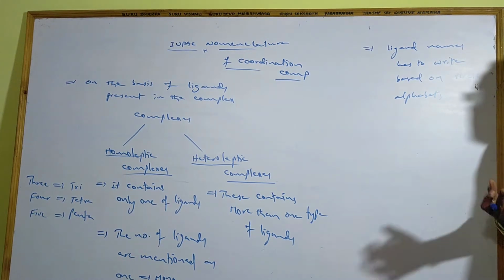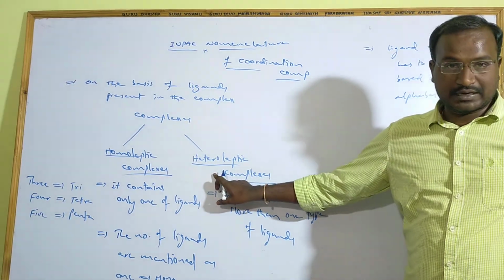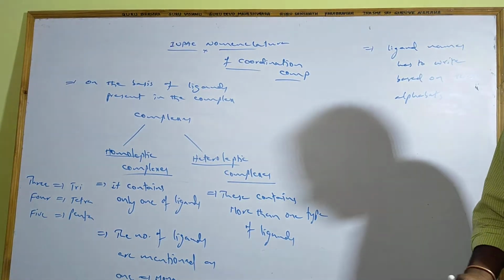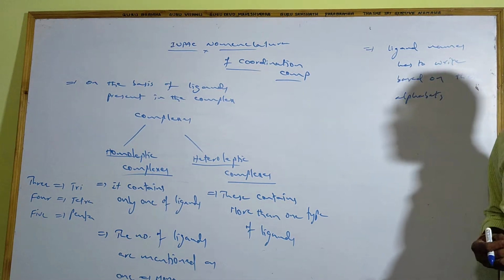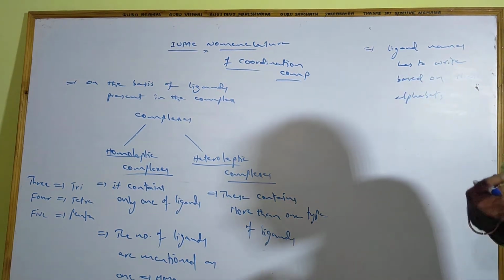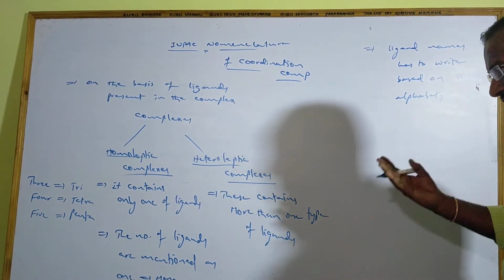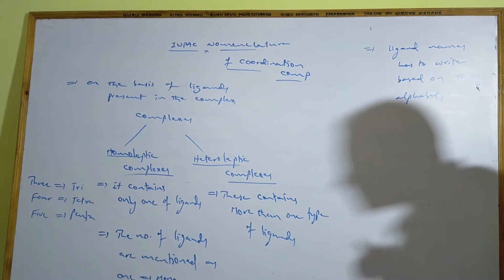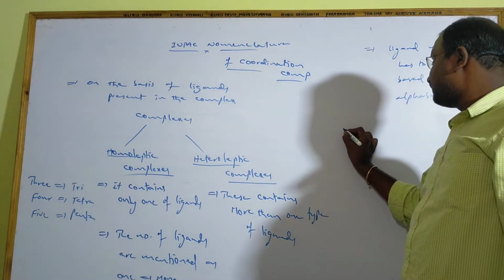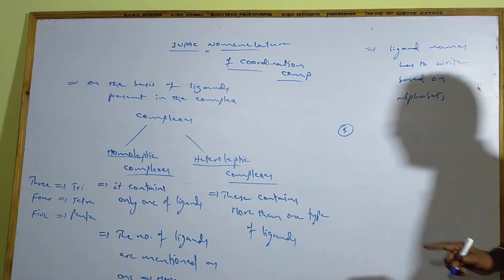If more than one type of ligand is present in the complex, we call that complex heteroleptic. In that type of complex, we have to write the ligand names based on their alphabetical order. I will write examples for that. This type of complex doesn't have a numbered rule, that's why I didn't write the number for that.